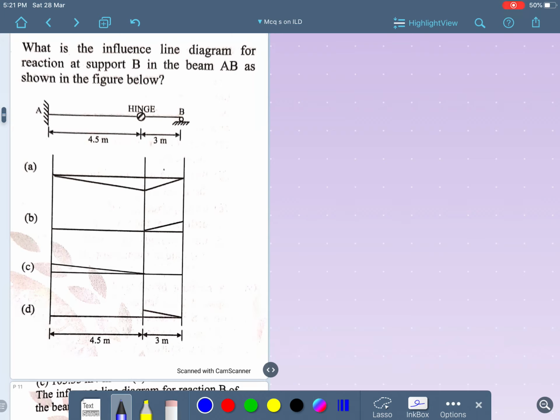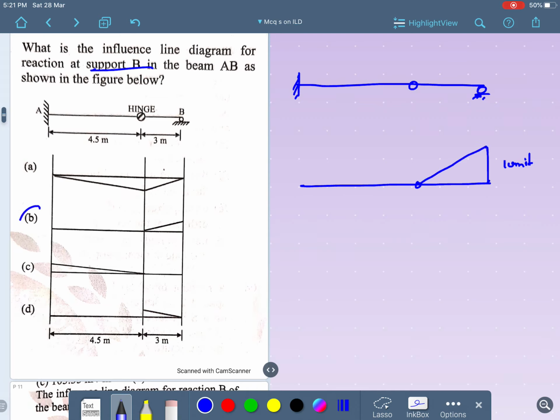Okay. This is very important. Draw the influence line diagram at support B. What will be the influence line diagram? The same question I had solved in the lecture series. Here there is a hinge and this is the roller support B. If I want to draw the influence line diagram, which is very important, since there is an internal hinge present here, it simply comes like this. They are asking us to find the reaction at support B. At support B, I am putting a 1 unit load, a 1 unit rotation. So it will be like this. So option B will be the right answer for this question.